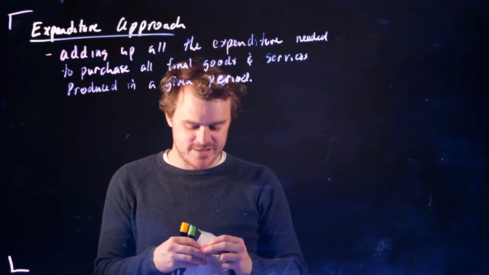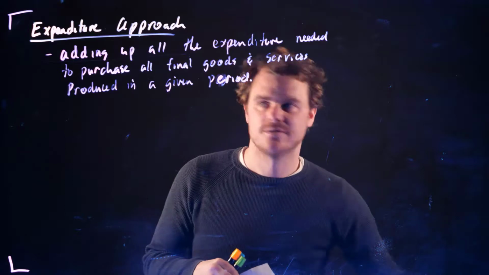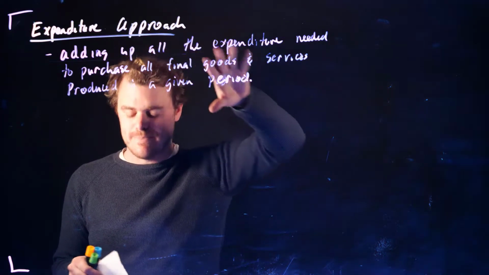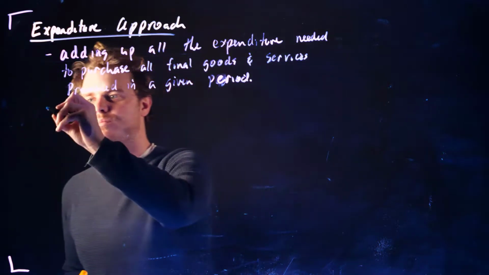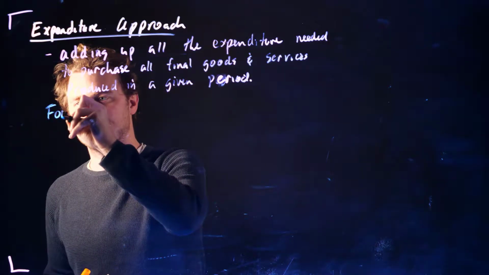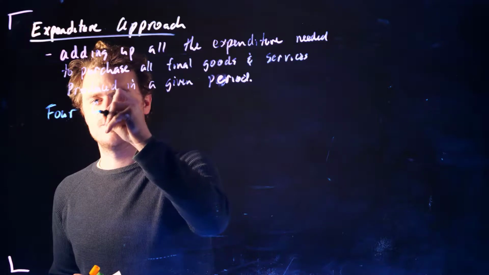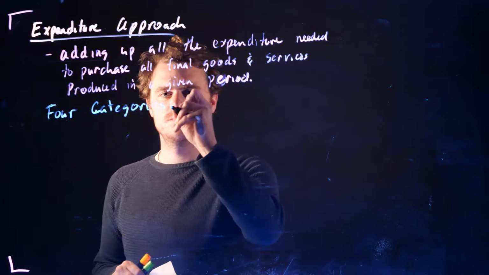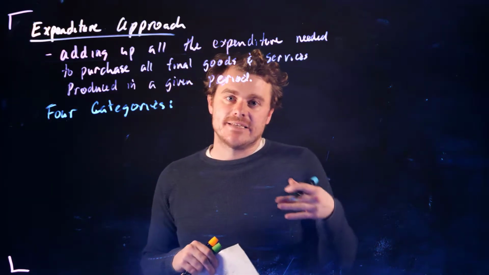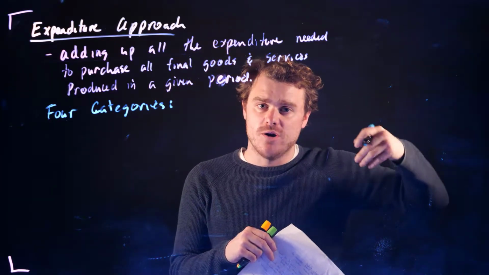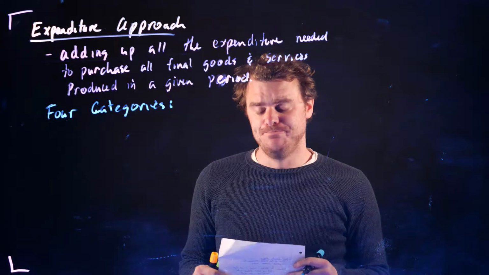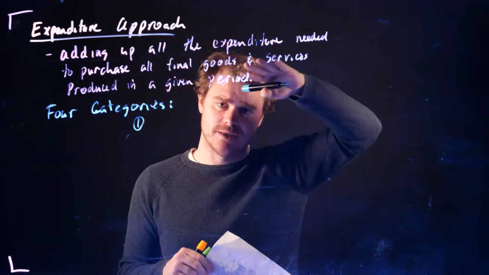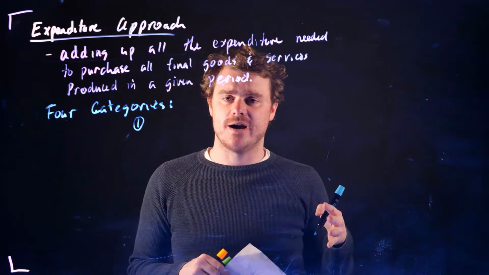I'm just going to put this pen to the side, since it might be a little bit hard to see. So this is the expenditure approach, and we're going to think of four broad categories. These relate to the circular flow of income and expenditures we talked about at the beginning.